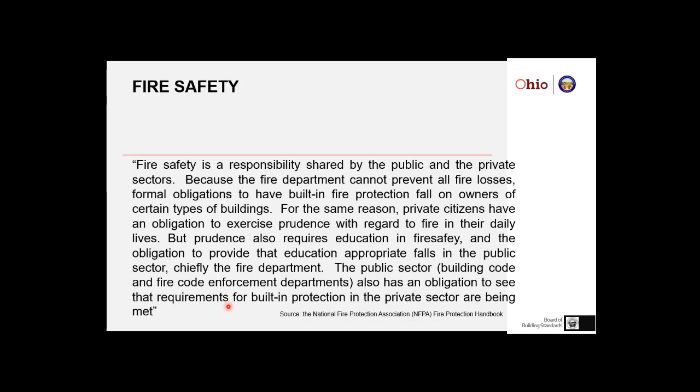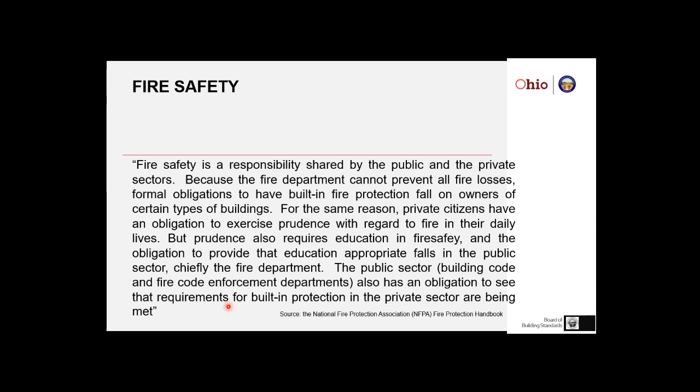I'm going to end here with a few quotes that I thought were really great. Fire safety is a responsibility shared by the public and the private sectors. Because the fire department cannot prevent all fire losses, formal obligations to have built-in fire protection fall on owners of certain types of buildings. For the same reason, private citizens have an obligation to exercise prudence with regard to fire in their daily lives. But prudence also requires education in fire safety, and the obligation to provide that education appropriately falls in the public sector, chiefly the fire department. The public sector, meaning the building code and fire code enforcement departments, also have the obligation to see that requirements for built-in protection in the private sector are being met.